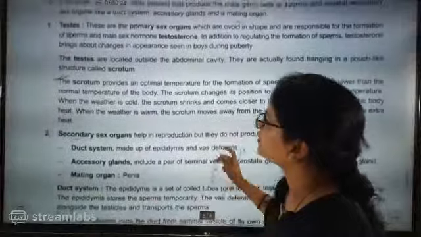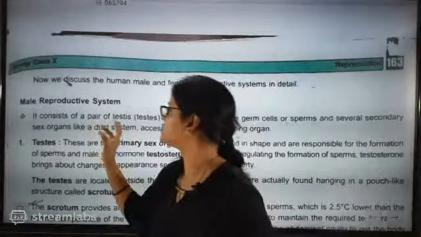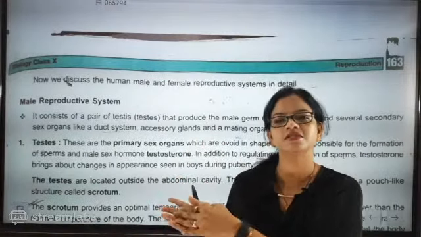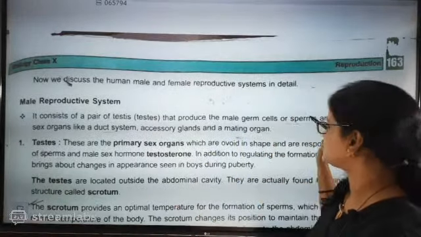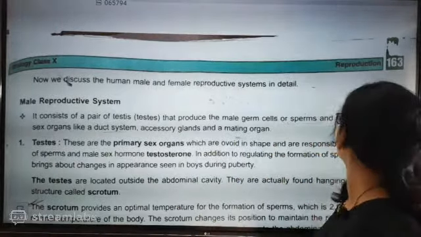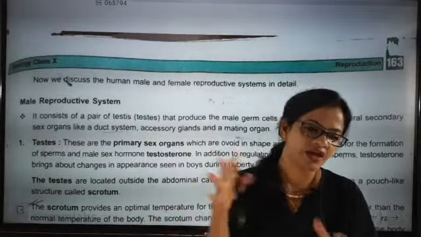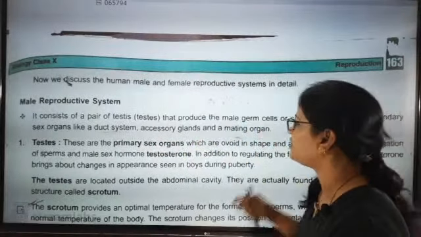Okay, so the male reproductive organ. First we are going to understand that it consists of a pair of testes. As I said, the male reproductive part consists of a pair of testes that produce the male germ cells, and several secondary sex organs are also connected to it. They are called the duct system, then accessory glands and mating organ.